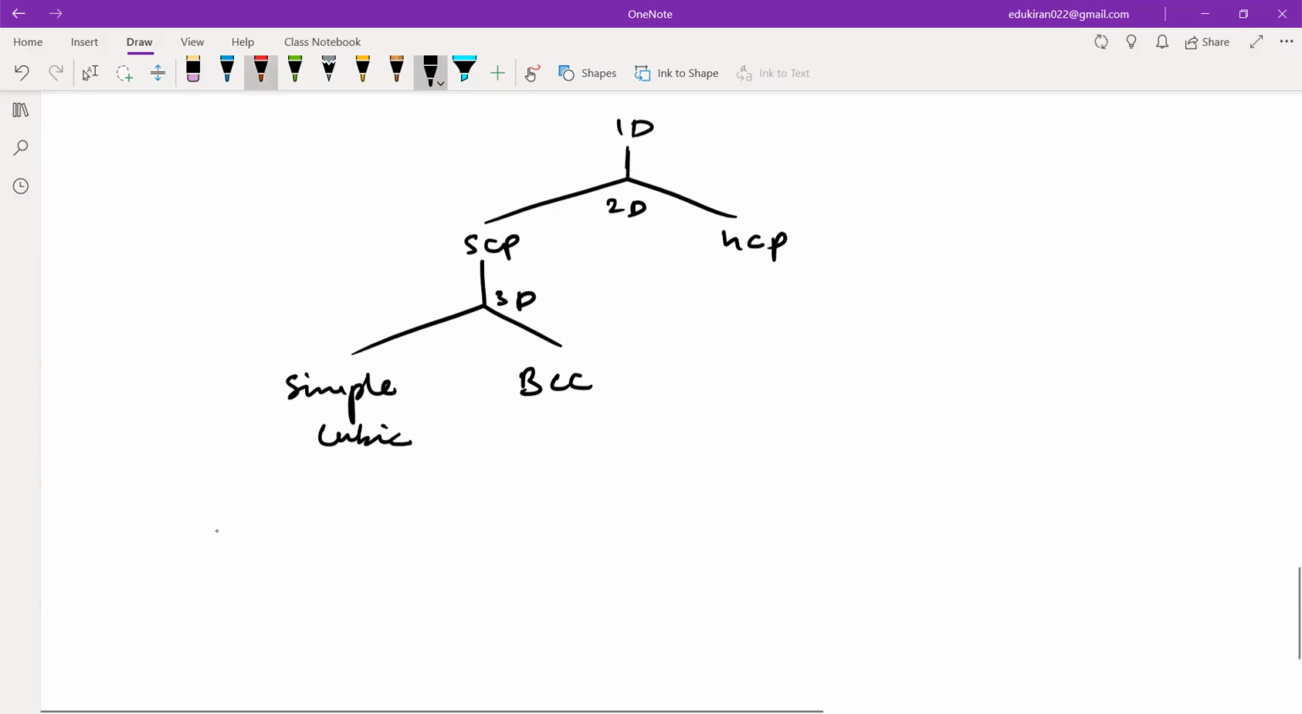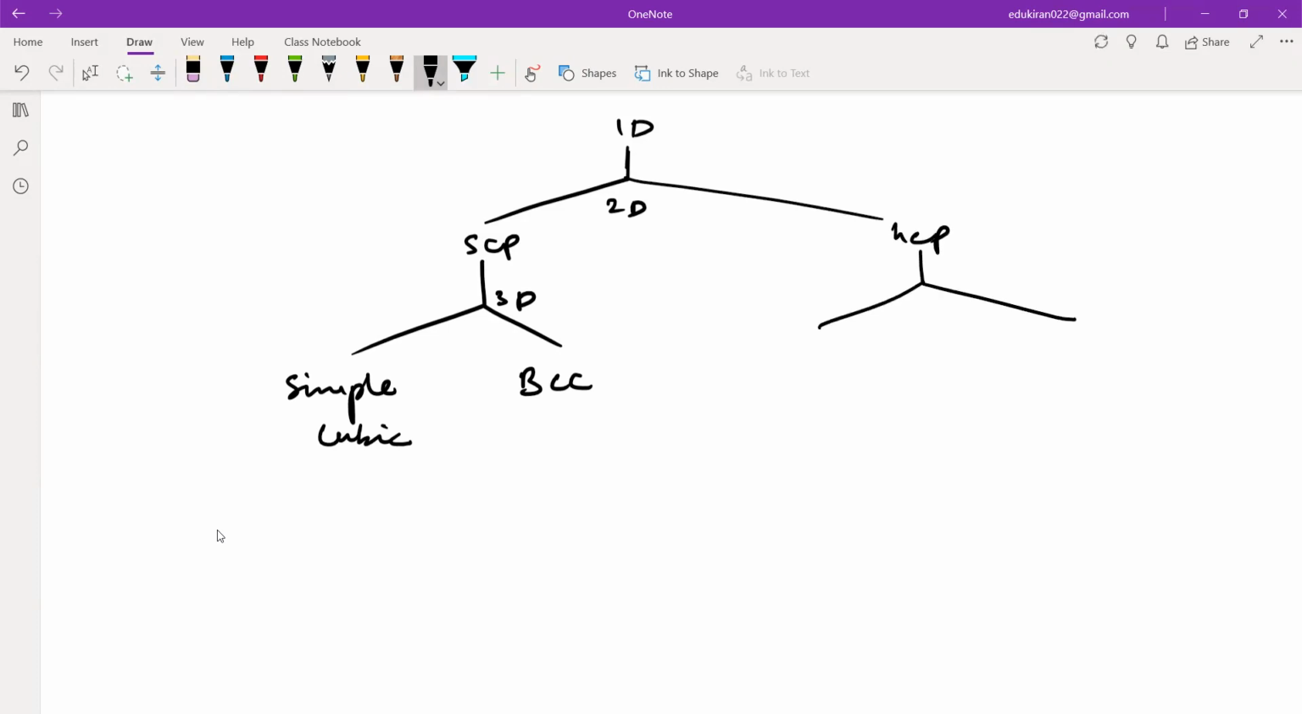Now HCP was a bit different. When we went to HCP, we saw that HCP has two different types of voids: an upward facing triangular void and a downward facing triangular void. So when I put atoms on upward facing triangle voids, these were converted to tetrahedral voids of layer A, and these were converted to what? Octahedral voids.